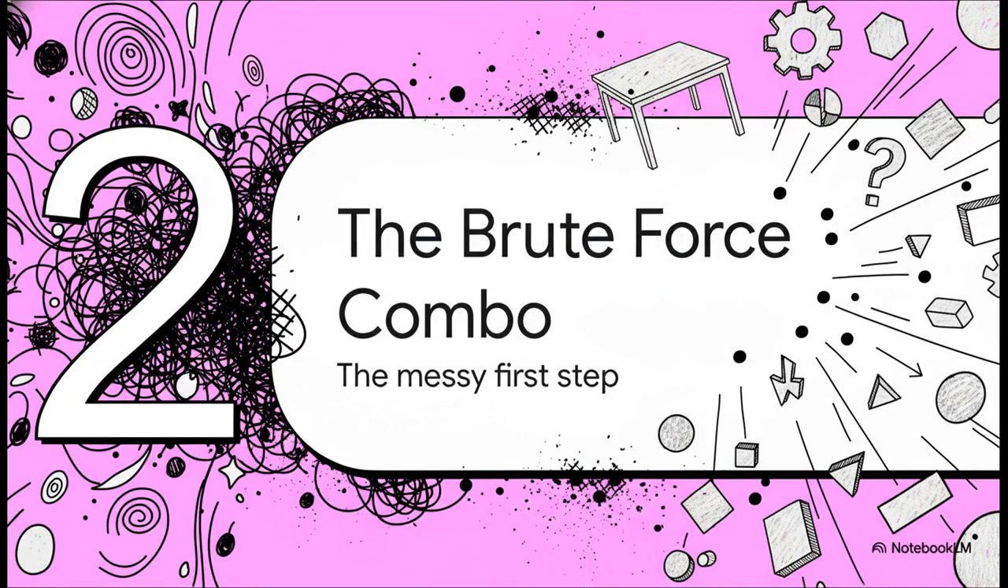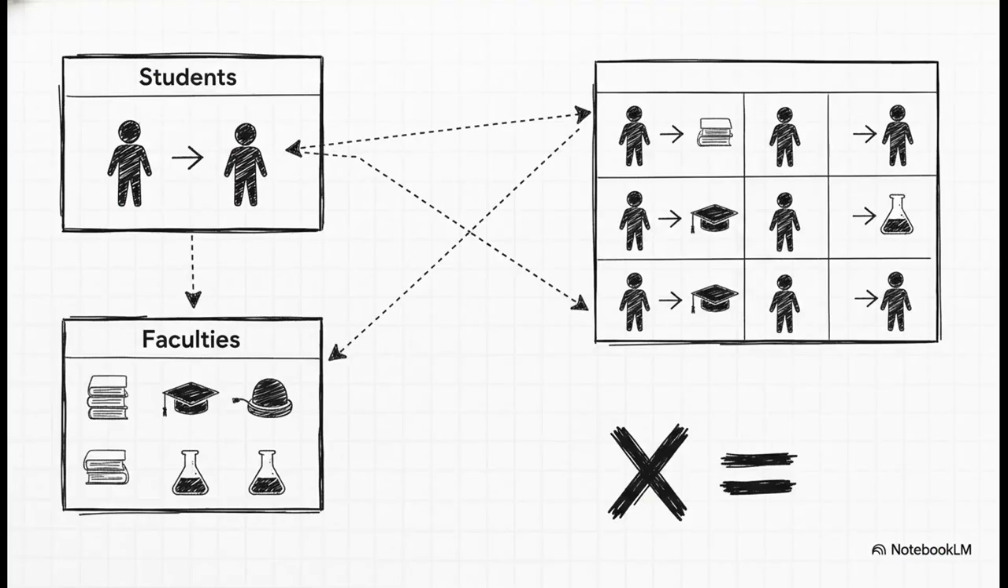Now, before we get to the slick solution, let's look at the computer's first, most basic instinct when you ask it to combine two tables. You can think of it as just throwing everything at the wall to see what sticks. It's called a Cartesian product, and trust me, it gets messy. The main thing to get here is that a Cartesian product doesn't use any logic at all. It just takes every single row from the first table and pairs it up with every single row from the second table. So, if you have 2 students and 3 faculties, you don't get 3 neat rows, you get 2 times 3, which is 6 rows of every possible crazy combination.